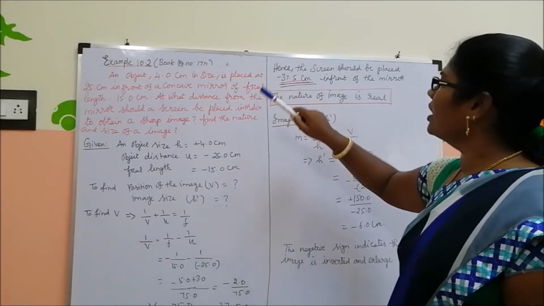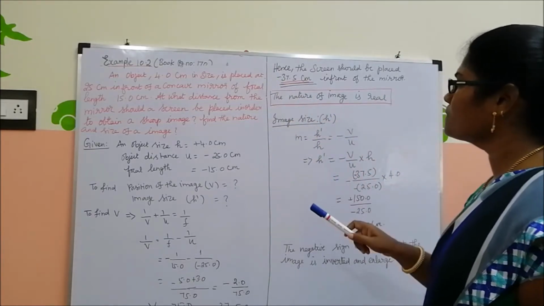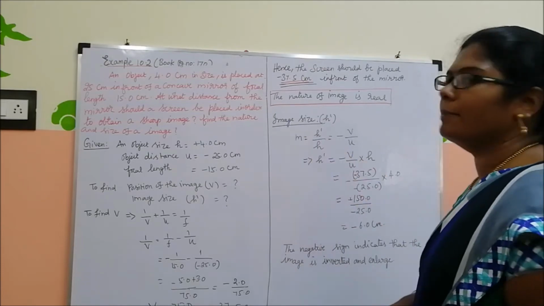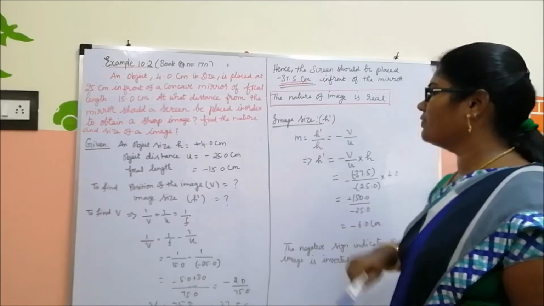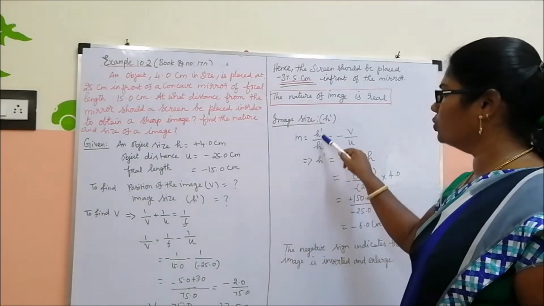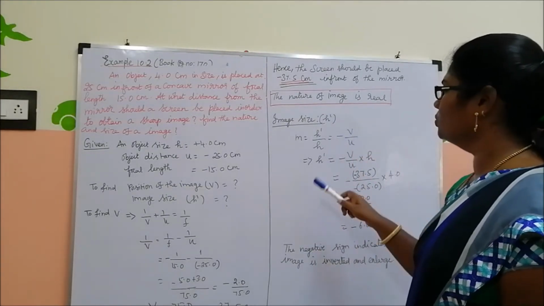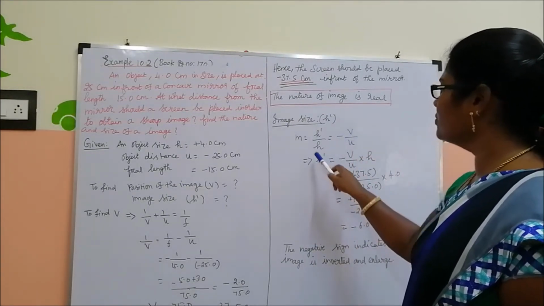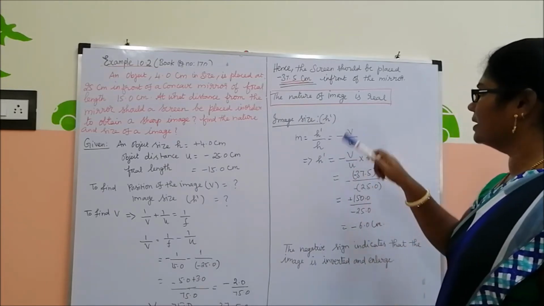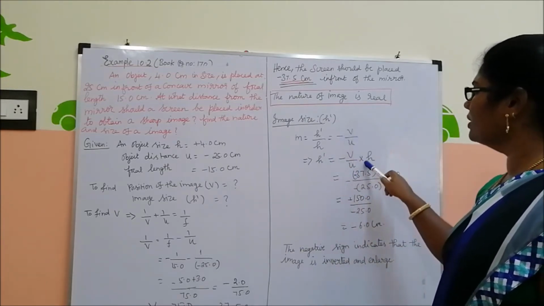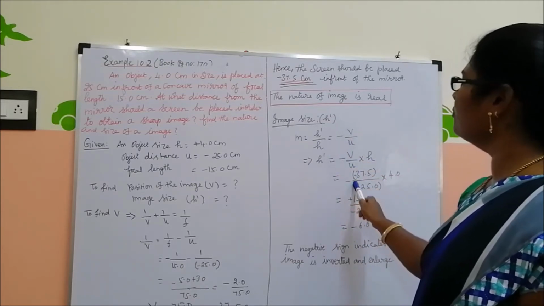As the value is having a negative sign, the nature of the image is real. To find the image size h dash, we should use the magnification formula. M is equal to h dash divided by h is equal to minus v by u. So to find h dash, we should keep the h value on the right hand side as a multiple. So minus v by u into h.